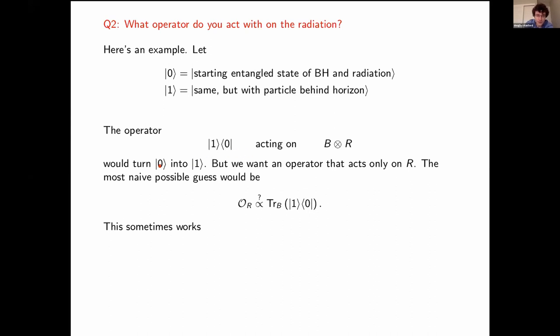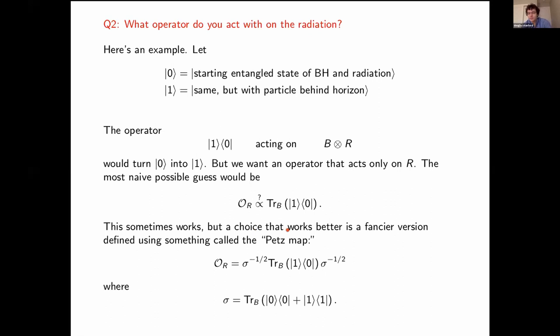Okay, so there's a very naive guess for how you can fix it. You can just take the trace over the black hole of the naive operator and then multiply it by some constant. So this is, I feel, a sort of ridiculously naive proposal. It's like, here's an operator that works. You want an operator that acts only on the radiation? Well, I'll give you one. I'll just trace it over the black hole. But actually, this sometimes works.